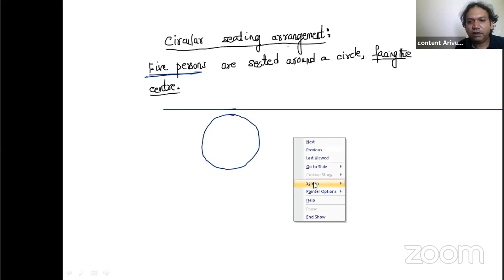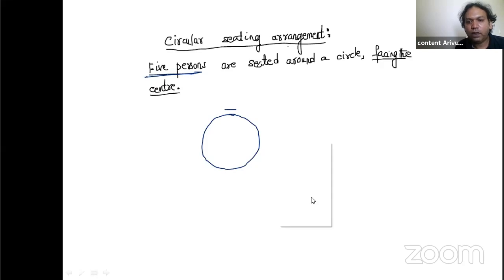Let me correct this. Try to keep them as equidistant as possible. One, two, three, four, five. So there are five persons, all of them facing the center, so maybe we can put arrows like this. So we'll make a setting. The first step always in these seating arrangement questions is to get your setting done. Once your setting is ready, you can start placing people there as per the hints or clues given to you, and once you interpret all the clues, you'll get the answer.